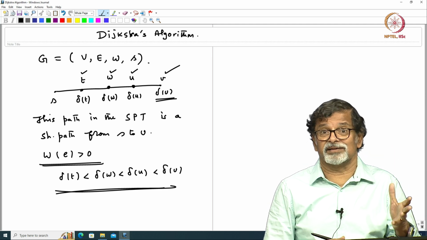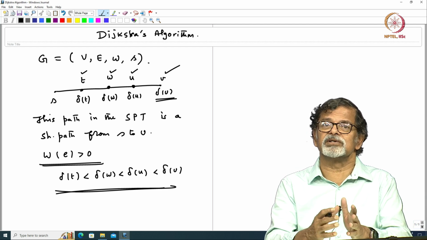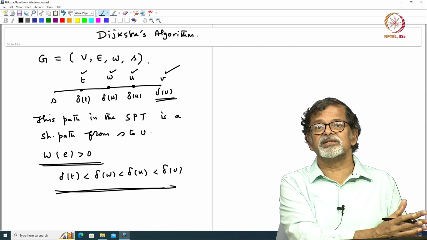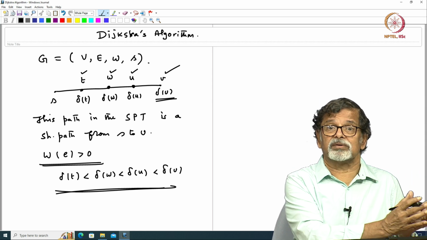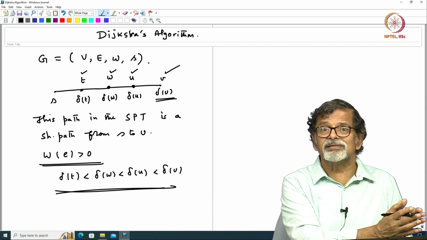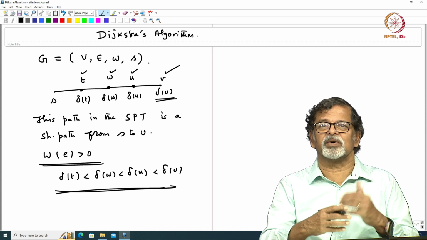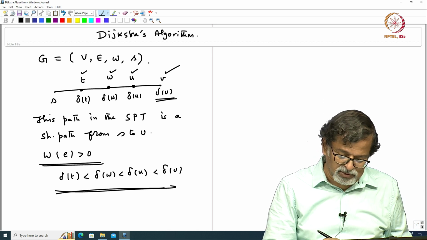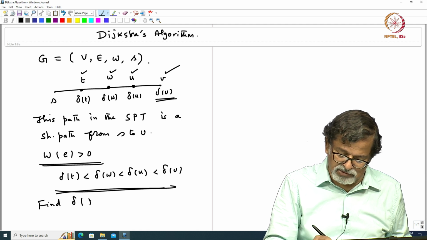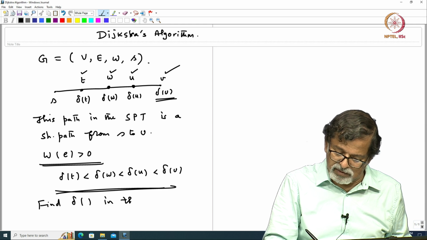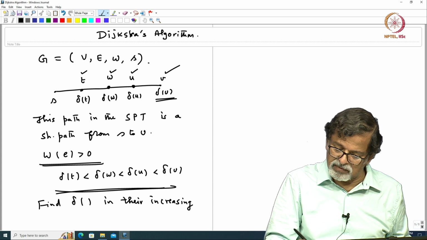In the case of DAG, there is a topological order, and we were able to systematically use the delta value of the vertices which are before the given vertex in the topological order. We could use that here. We do not have that kind of possibility here, because we want to find delta values in their increasing order.